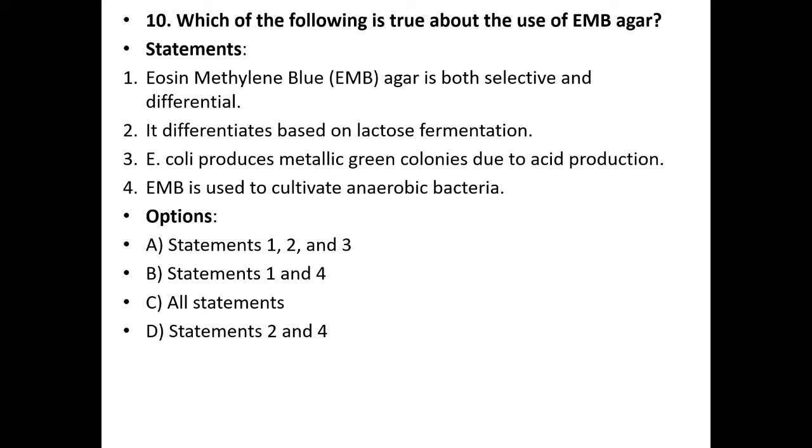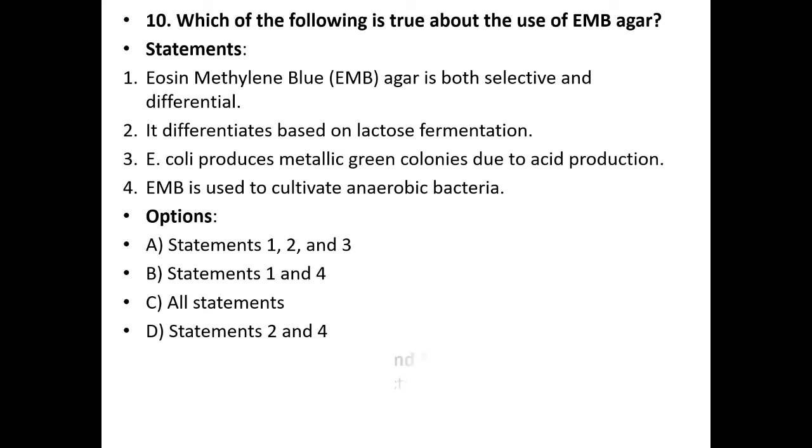Tenth question. Which of the following is true about the use of EMB agar? Statements. EMB agar is both selective and differential. It differentiates based on lactose fermentation. E. coli produces metallic green colonies due to acid production. EMB is used to cultivate anaerobic bacteria.